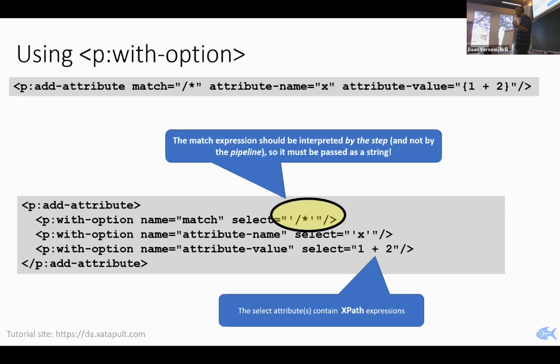So you have to be aware that if you have XPath expressions going into a step's option, and you're using the p with option, you have to pass it in as a string. Something that, especially when you start programming XProc, will go wrong a lot of times.